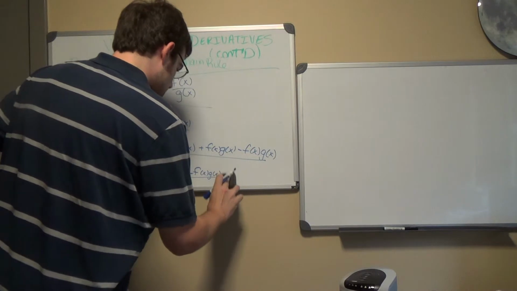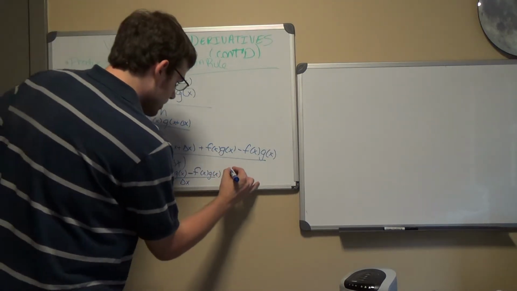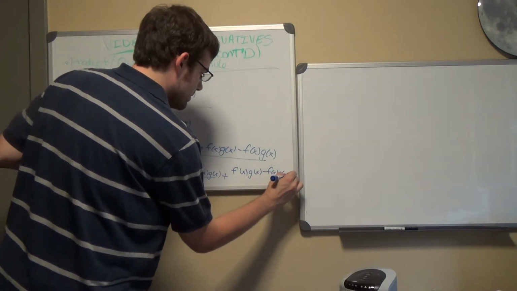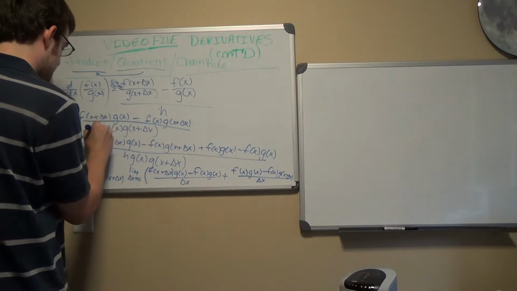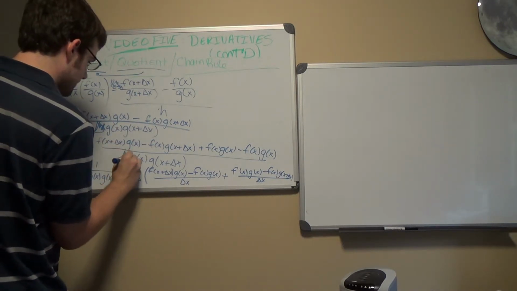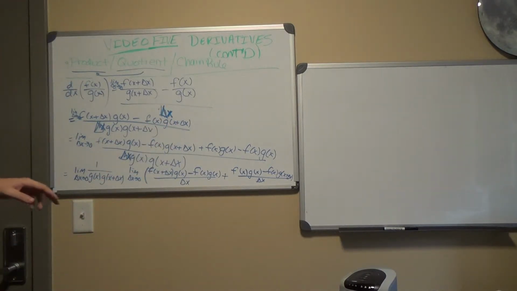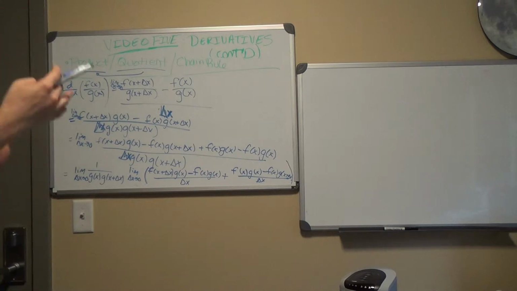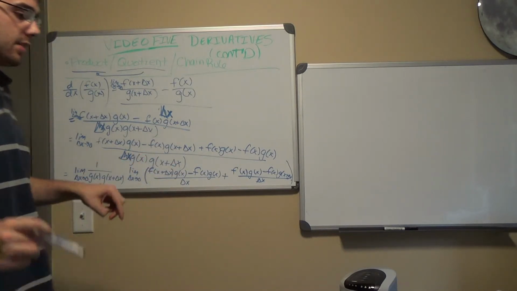Let's just keep it all under one limit for now. Plus, what are the terms that we have left? Plus f of x g of x minus f of x times g of x plus delta x divided by delta x. But let's fix this also. This should be delta x, not h. Sorry about the confusion. I sometimes interchange between h and delta x. To keep things a little less complicated, I'm going to keep it in delta x so that we can see x plus delta x and understand what it means.